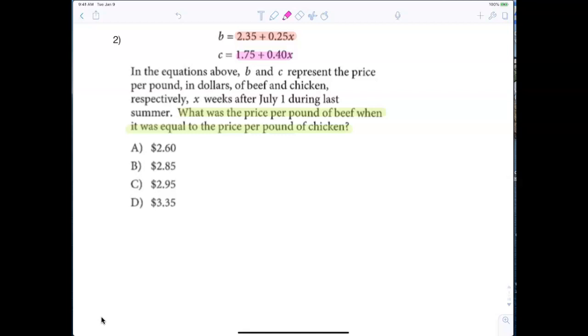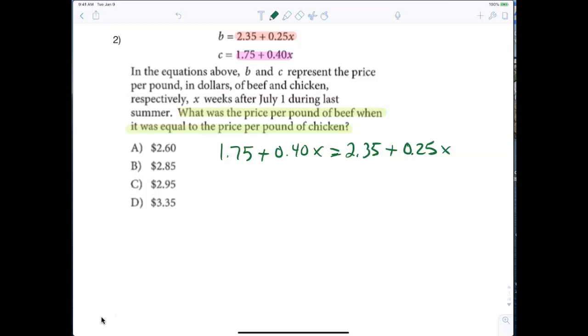So watch, guys. 1.75 plus 0.40x equals 2.35 plus 0.25x. Isn't that what it says? Right, it was confusing because of the B and the C, right? The beef and chicken have different prices at different times. Do you agree? They want to know when the prices are going to be equal. So you set the equations equal to each other. That's what you're doing.